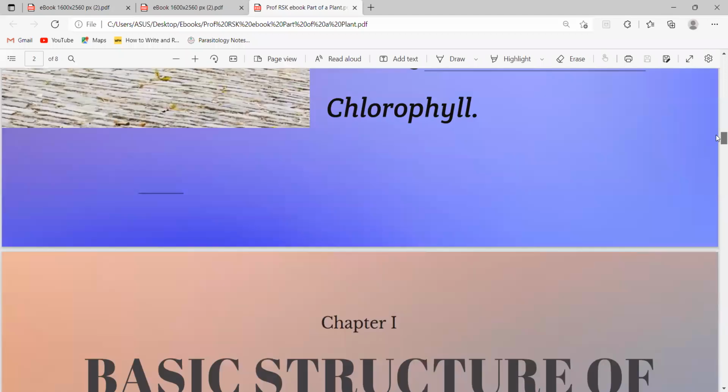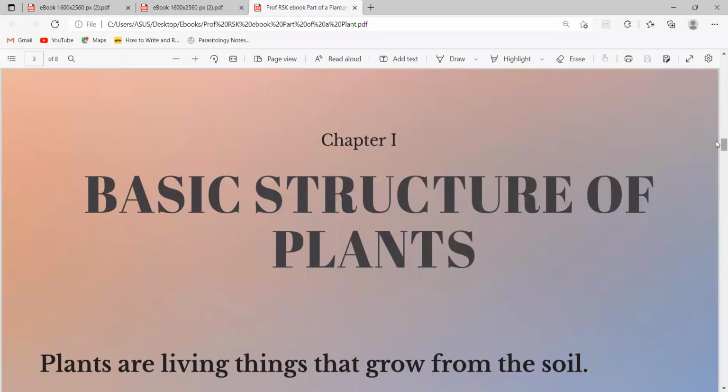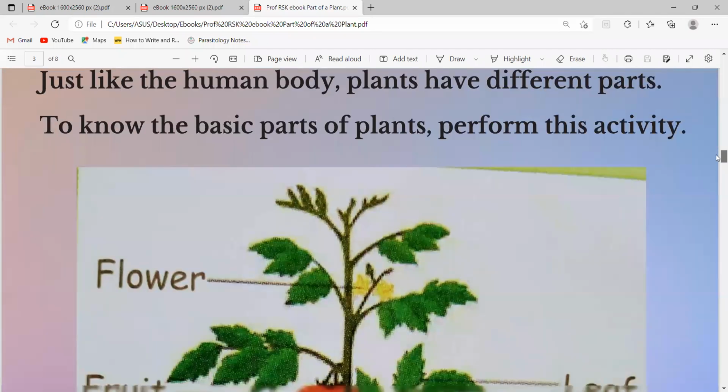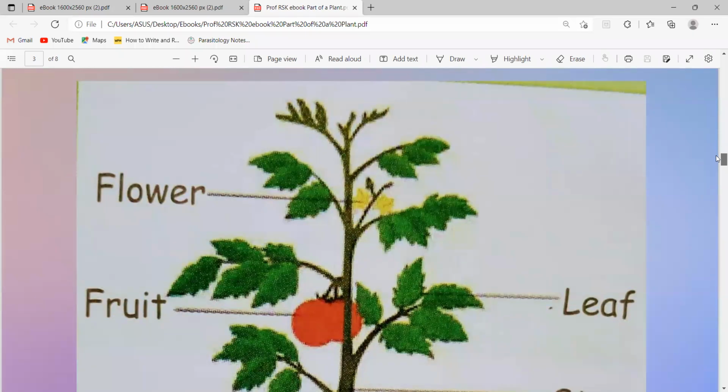Now, when we talk about plants, everybody has seen a plant before. Today, we are going to discuss the basic structure of a plant. Plants are living things that grow from the soil, it's true. Just like the human body, plants have different parts. That is also true. All right, so for us to know the basic parts of a plant and its function, we are going to look at this diagram.